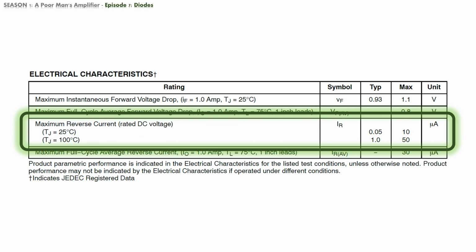It gets more and more frustrating as we go on. Next parameter in our table is called maximum reverse current, and this time, the manufacturer didn't even consider to grace us with the value for rated DC voltage for this parameter.